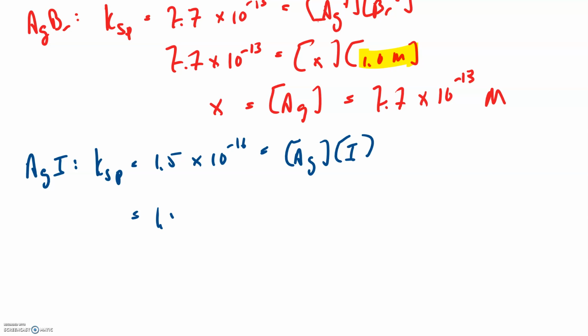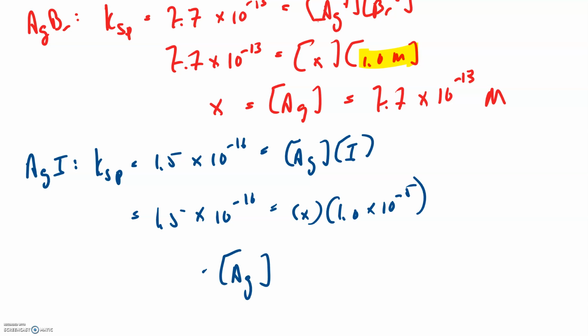So let's plug this in. This is 1.5 times 10 to the negative 16th, and this is going to be equal to X. That's our silver. The iodide, 1 times 10 to the negative fifth. You probably don't need a calculator for this one either, but it's always a good idea to have one. And this is the concentration of silver that you need to get the silver iodide to precipitate out. 1.5 times 10 to the negative 16th divided by 1 times 10 to the negative fifth. And this is 1.5 times 10 to the minus 11th molar.